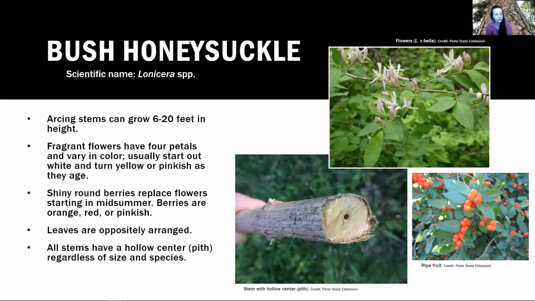They will usually start out as a white color and then turn yellow or pink as they get a little bit older, as they age throughout the season. Honeysuckle does produce these round berries, and that usually happens, as far as when the berries replace the flowers, about midsummer, and the berries can be orange, red, or pinkish in color.